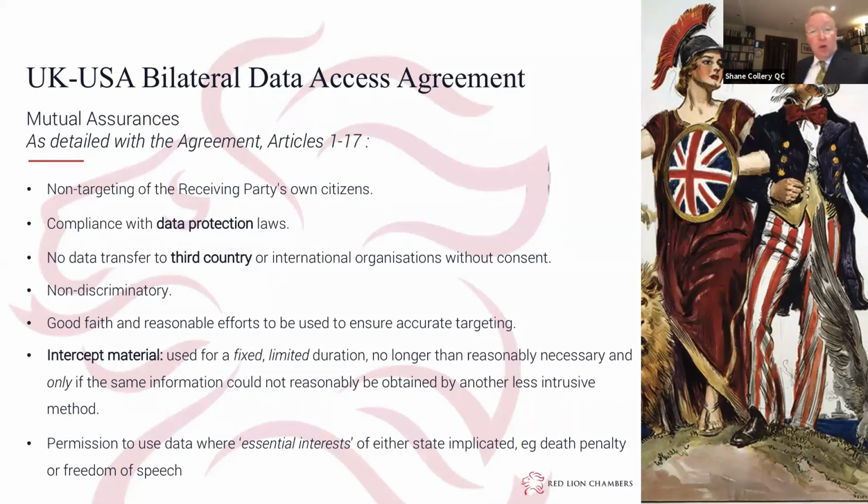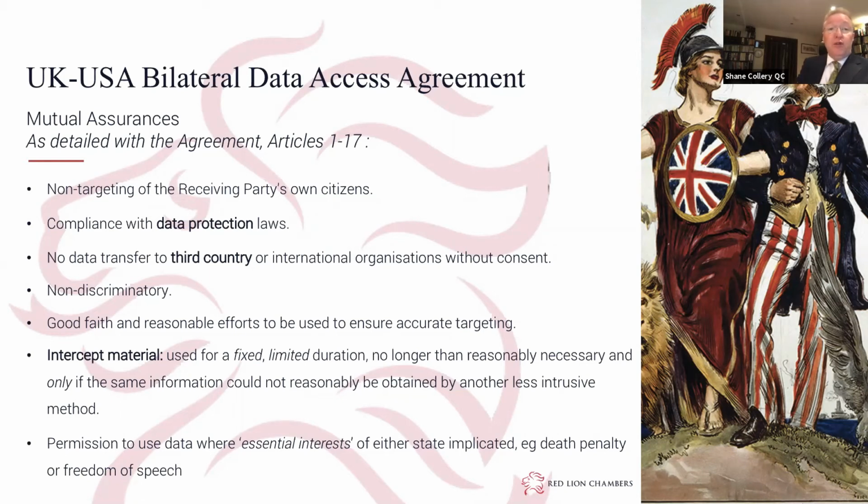Firstly, I'm not dealing with every single one, but picking selectively, there is to be non-targeting of the receiving party's own citizens, which you would see under Articles 4.3 and 1.12. Secondly, to ensure compliance with data protection laws when disclosing data. Thirdly, to not transfer the data obtained to a third country or international organization without first obtaining the consent of the receiving party. Perhaps something we've seen similar in many other, certainly bilateral, multilateral agreements. Fourthly, it's not to be used to infringe freedom of speech or to disadvantage persons based on their race, sex, sexual orientation, religion, ethnicity, or political opinions.